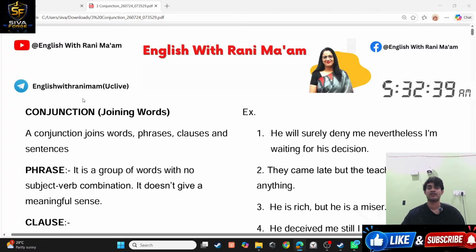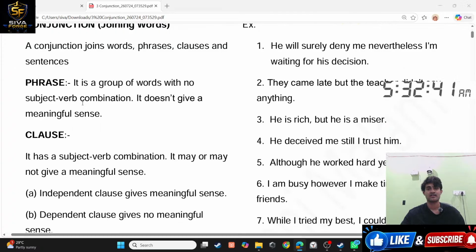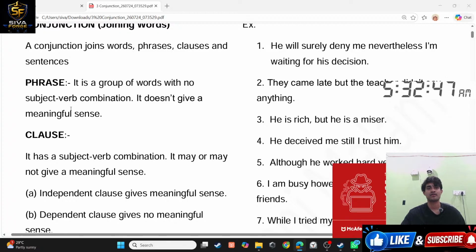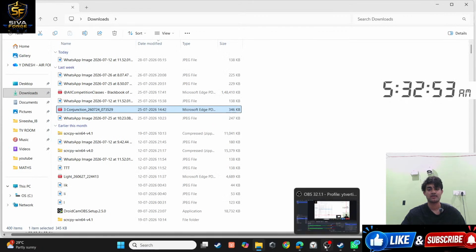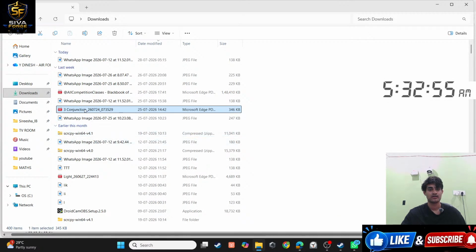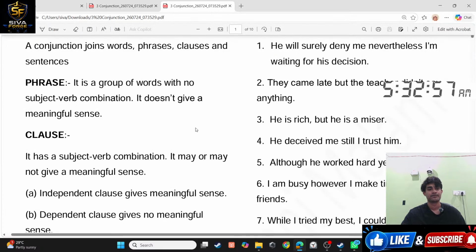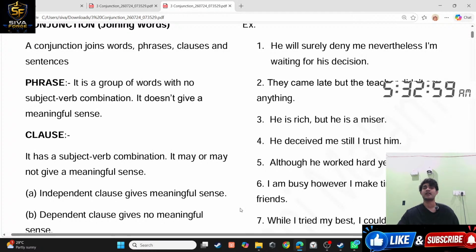Conjunctions are a very important topic. Now, what is a phrase? A phrase is a group of words, but it doesn't have a subject and verb. A clause contains a subject and verb and has sense.